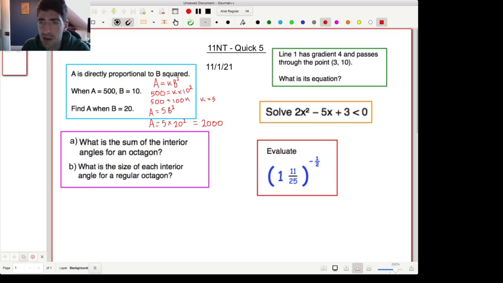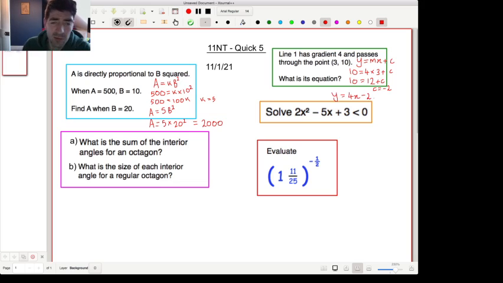Right, if we go over to here, line 1 has gradient 4 and passes through the point (3, 10). What is its equation? So if we just go for y equals mx plus c, then y is 10, the gradient is 4, the x-coordinate is 3, plus c, so we see 10 equals 12 plus c, so c is negative 2, so my line is y equals 4x minus 2.